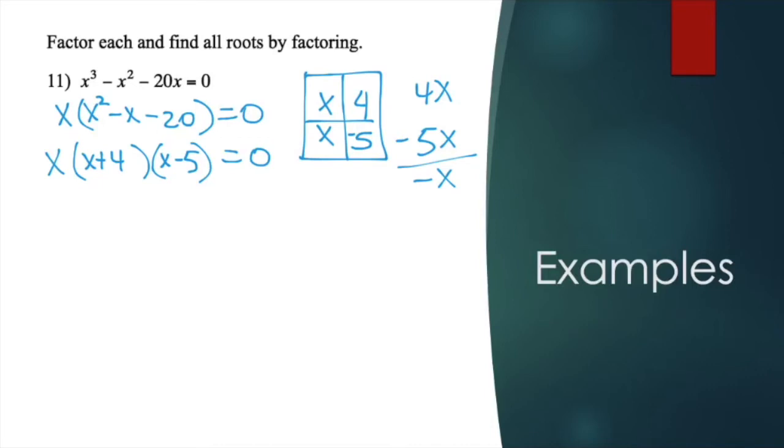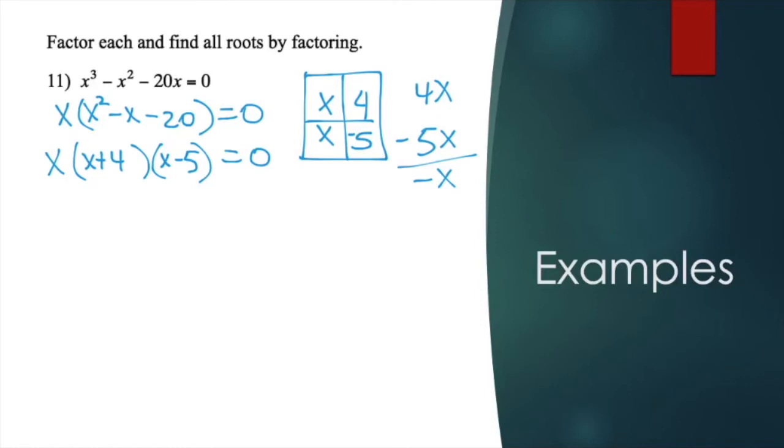Yeah, or we could set them all equal to 0. So we'll have 3 answers, 1, 2, and 3. x equals 0, x plus 4 equals 0, and x minus 5 equals 0. So we're doing 3 separate equations? We could, or you might be able to do it in your head. Okay, you're going to have to explain that.